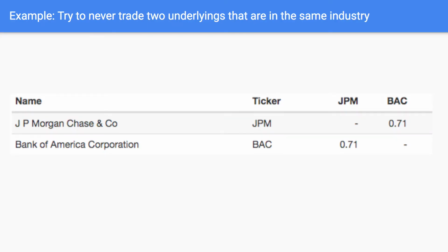First I want to give an example of two underlyings that are in the same industry and describe why you should never trade two naked positions that are in the same industry. In this case, we have JP Morgan and Bank of America. As you'll notice, the correlation is rather high, 0.71, which is closer to 1, which would be a perfect correlation. In this situation, it would not be ideal because these underlyings are going to move in the same direction, and again, you won't have that benefit of decreasing your portfolio's volatility.